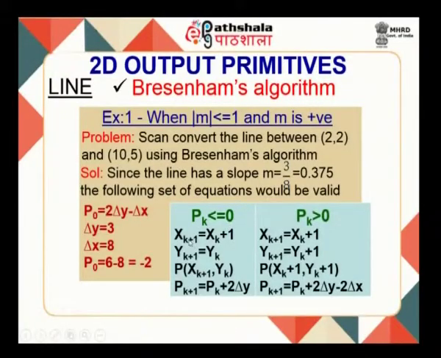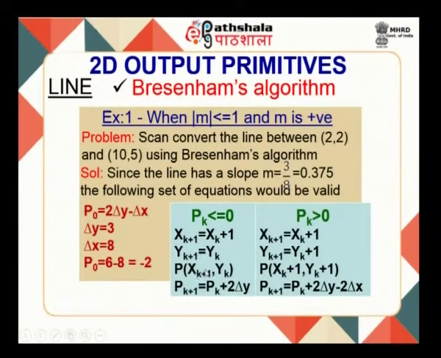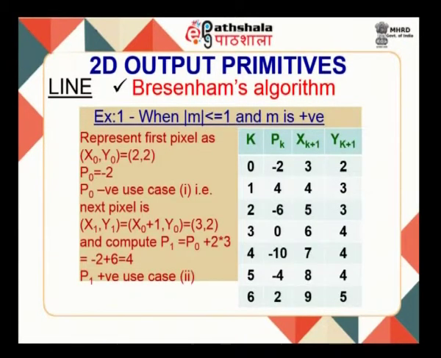If you remember these equations, in the pk less than or equal to 0 case, the next x is 1 higher than the previous x value, that is next x is equal to xk plus 1, and next y is equal to yk. So, the next pixel to be plotted is (xk plus 1, yk). The next decision parameter correspondingly is pk plus 2 delta y. If you write these equations by the side and keep doing the calculations, you will understand this better. So, we started with k equal to 0 and pk equal to minus 2. The next x is 3 and the next y is 2, which is the same as the previous y, that is (3, 2).